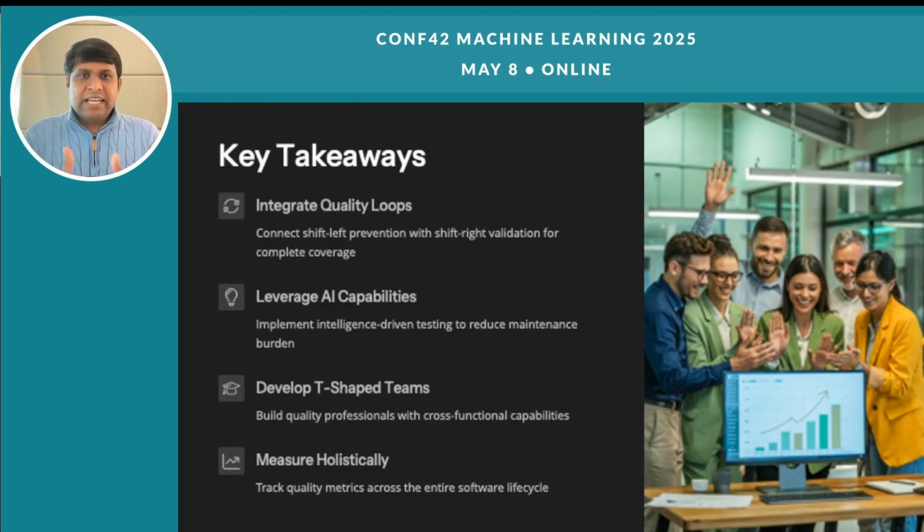To come to the conclusion, the key takeaways from what I'm talking about here are: integrate quality loops, and connect shift-left prevention with shift-right validation for complete coverage. So you have a complete pipeline built where each of the agents communicates with each other more cohesively, and that way your development lifecycle time is less and you have fewer bugs. And even if you have bugs, there is a faster time to fix and to market. Leverage AI capabilities as much as you can. Implement intelligence-driven testing to reduce maintenance burdens, and obviously develop T-shaped teams, where any resource has breadth, the jack-of-all-trades width, and also depth in a certain area of their proficiency.